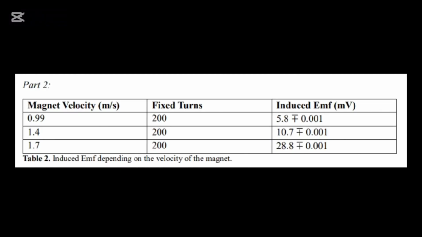I have calculated the velocities from the heights, and then I filled the table with the data that I found in the videos. For the height of 5 centimeters, the magnet velocity is 0.99 meters per second, and the resulting EMF is 5.8. For 10 centimeters of dropping height, the magnet velocity is 1.4, and the corresponding EMF is 10.7. For the dropping height of 15 centimeters, the magnet velocity is 1.7, and the resulting EMF is 28.8.